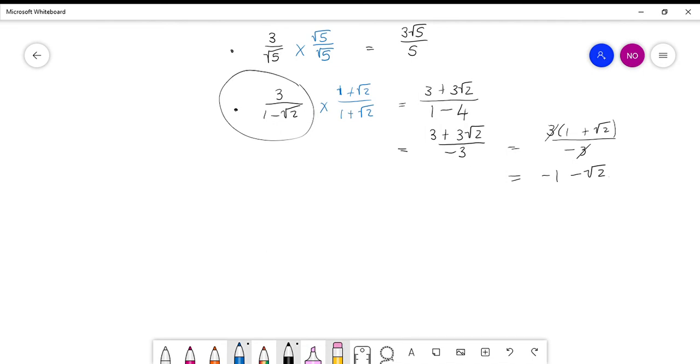Okay. Now the last thing that I want to look at here is when you have both in the same question, because that can also happen. So let's say we have 2 over root 2 plus the fraction 1 over 1 minus, let's say, root 3.